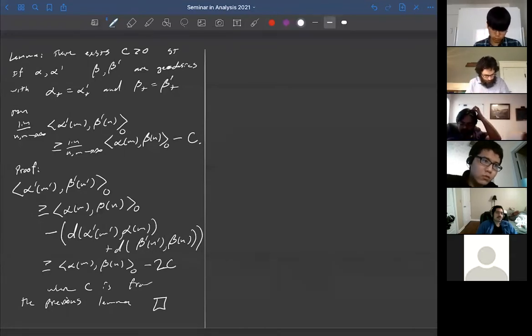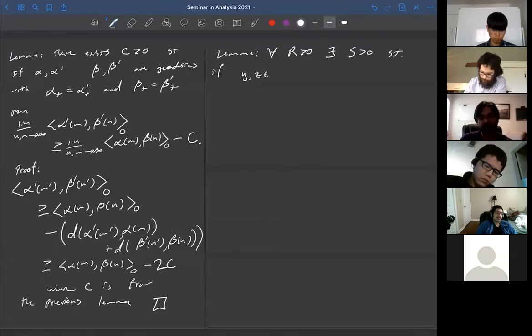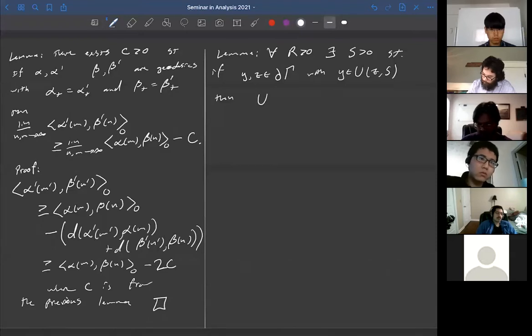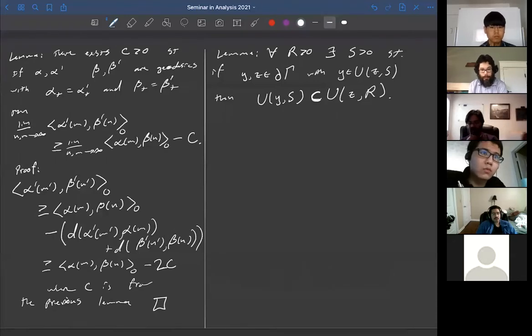All right, so the next thing I need to see, so this will really tell us that we have a topology. So this is the next lemma that we need. And that is that for all R greater than zero, there exists S greater than zero, such that if Y and Z are in the boundary with Y in this neighborhood of Z, then the whole neighborhood of Y is contained in the entire neighborhood of Z. Okay, so this is the next thing we want to prove.